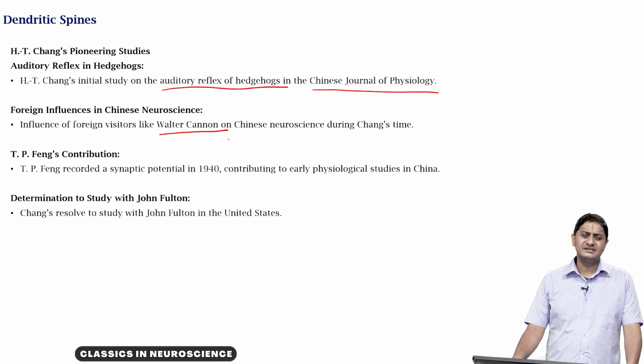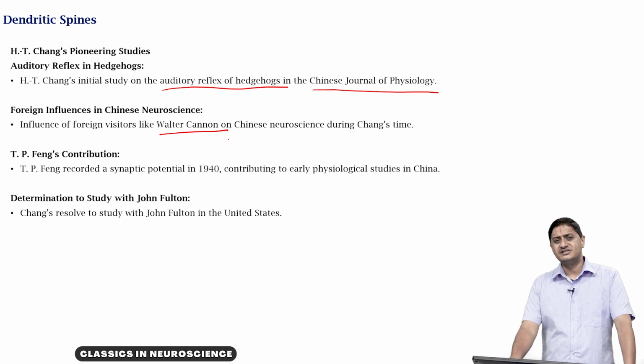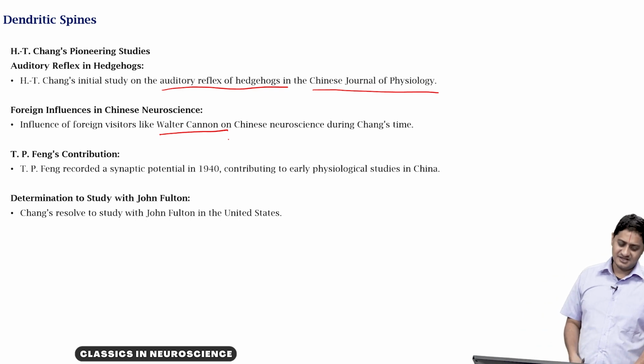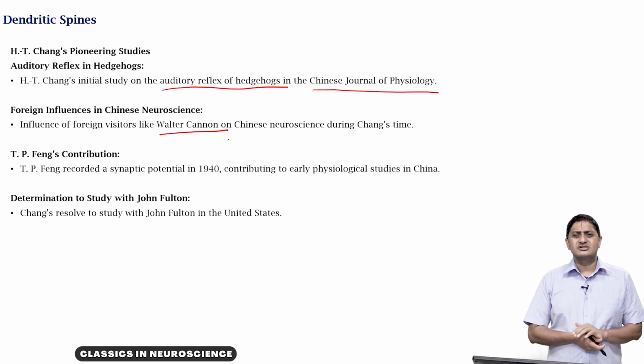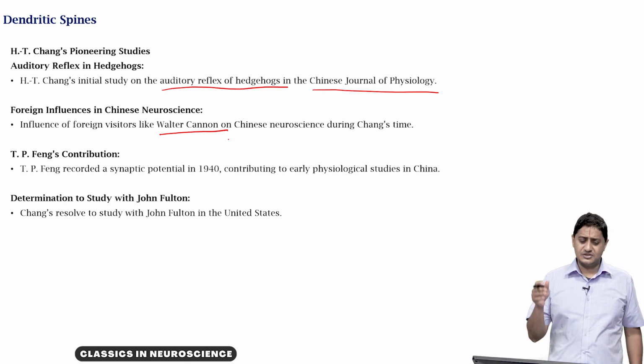At that time, in 1938 and 1939, when John Fulton's book on neurophysiology was received in China, H.T. Chang jokingly mentioned, one of these days I am going to study with Fulton. He read the book and he absolutely loved it. He was so inspired, he mentioned to his friends and colleagues that one of these days I am going to go and work with John Fulton. His friends were laughing because that was a very challenging time for China, because the Japanese had already attacked China. There was war going on between Japan and China, and it was extraordinarily difficult for a person from China to reach the United States.